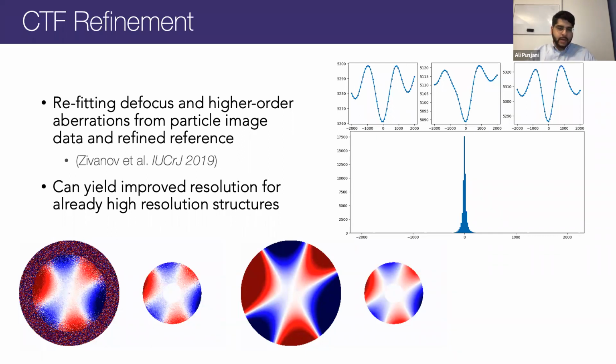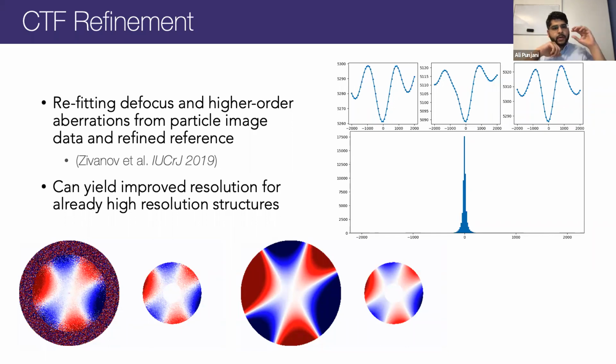The two kinds of CTF refinement we're going to talk about specifically: one is refining the defocus of individual particles. That means after we've done a refinement of a 3D structure, we can take that 3D structure estimate that we have and compare it against the experimental data. Up to this point, if we used patch CTF, for example, our CTF estimates are entirely based on the images alone, looking at those tone rings.